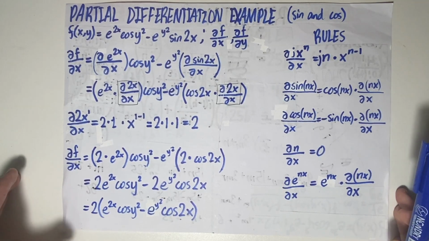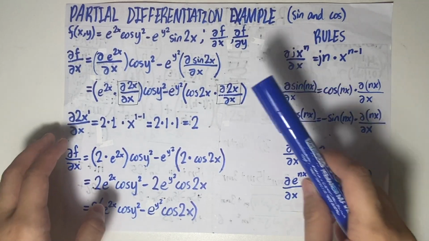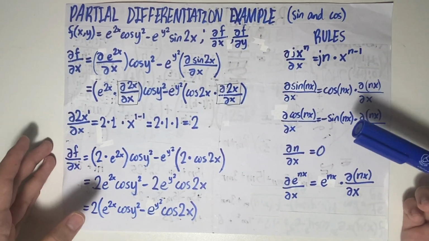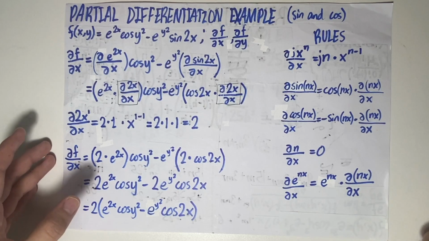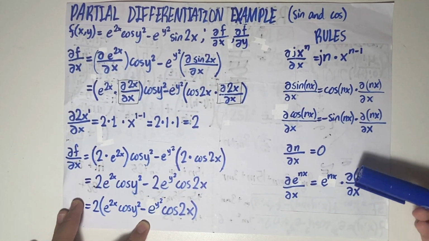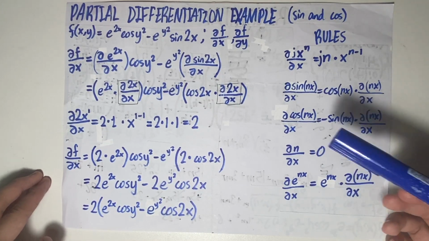This is the second example in a series of videos where I explain partial differentiation and how it can be different for different factors such as sine and cos or e to the power of x. So let's get into this example.